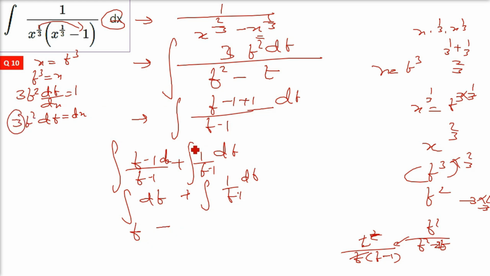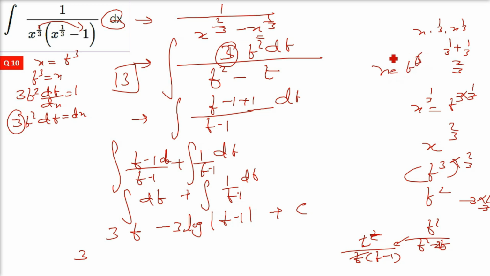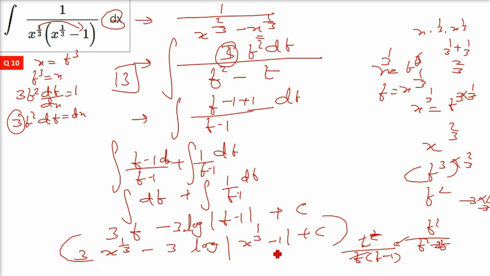Please remember, this 3 we haven't included. This we have kept just for the last use. Log modulus of t minus 1 plus constant of integration. Multiply 3 everywhere. The question will become, what is t cube? x. So what will be t? X raised 1 by 3. This will be x to the power 1 by 3 minus 3 log. Again, t will be x raised power 1 by 3 minus 1 plus constant of integration. Since the question is already given in x raised 1 by 3, we can keep it like this. We don't have to simplify it.